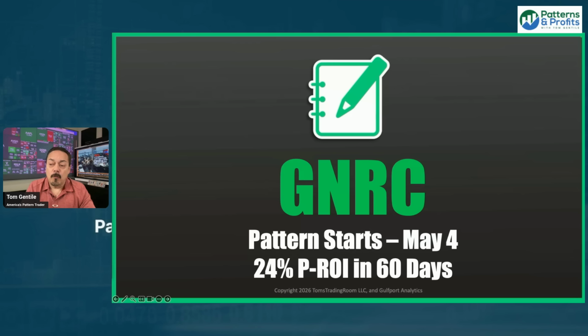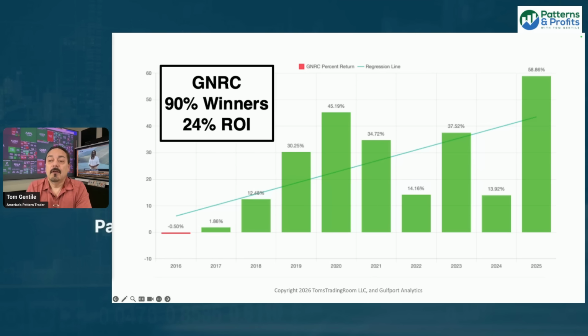That's a 24% projected return on investment on the stock, not on the options, on the stock, over the 60 days preceding May 4th. Okay. Pattern looks like this. Here are the 9 in the last 10 years, but in 2016, a little sliver of a loss. Every other year, it's been some really nice patterns. 58% last year. How in the world did that happen?